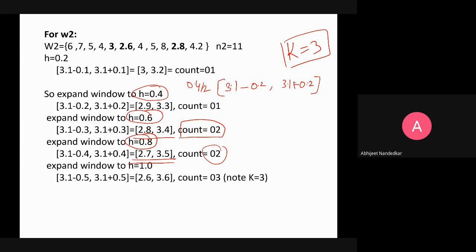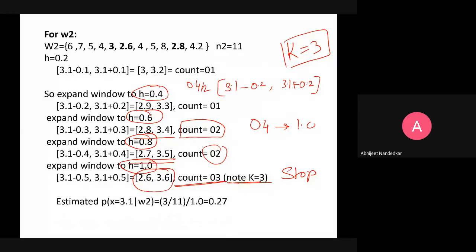So increase further. I am taking this example intentionally to show you how this h is controlled, or how it is expanded depending on my requirement. Now I have gone from 0.4 to 1.0. So this is my limit. For this new window, my count has gone to 3 and I was in search of 3, so I will stop expanding my window here.